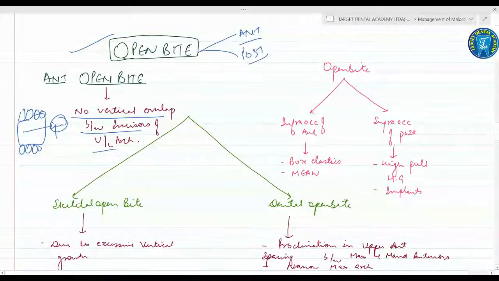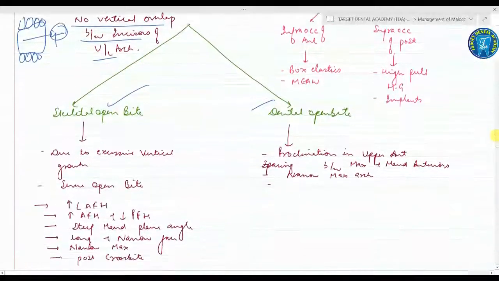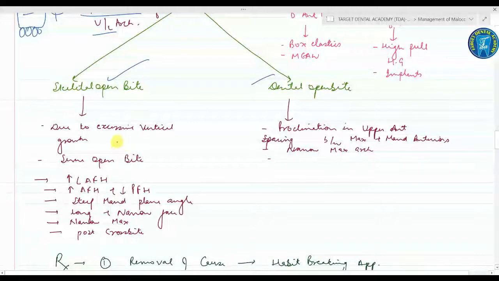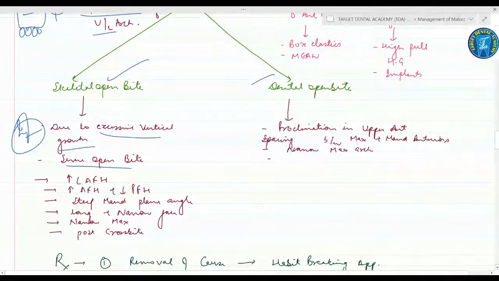So in this, according to the classification of the anterior open bite, we have the skeletal open bite and we have the dental open bite. The skeletal open bite may be due to the excessive vertical growth, and which leads to the severe open bite. Important for your MCQ. The skeletal open bite is due to the excessive vertical growth and it may lead to severe open bite, and skeletally it may lead to an increase in lower facial height, increase in the anterior facial height, decrease in the posterior facial height.